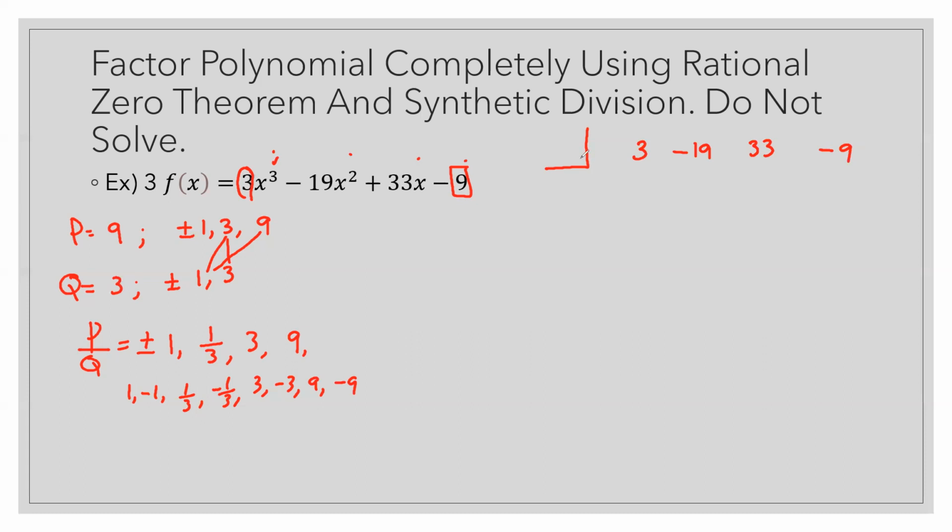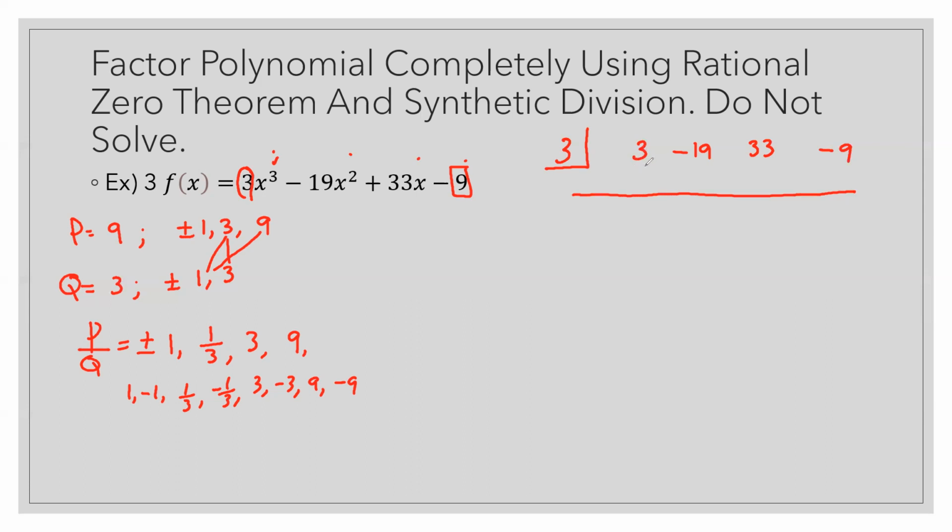And I'm going to use, so what should I use? I'm going to try 3. Like I said before, you just have to choose one. There's no trick, just choose one. If it gives you a remainder of 0, that means it's a zero. So yeah, it is tedious.